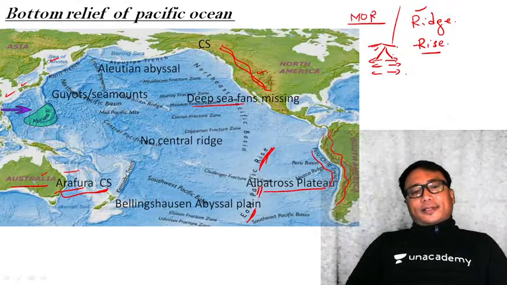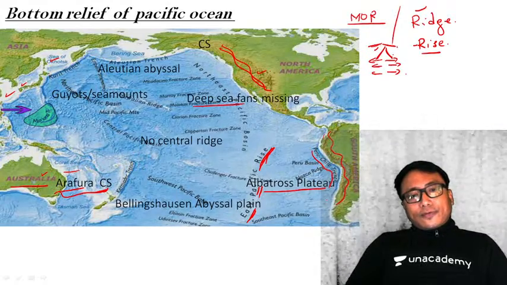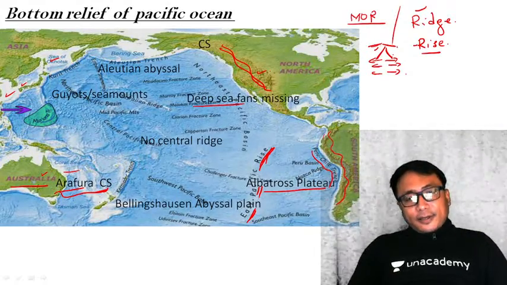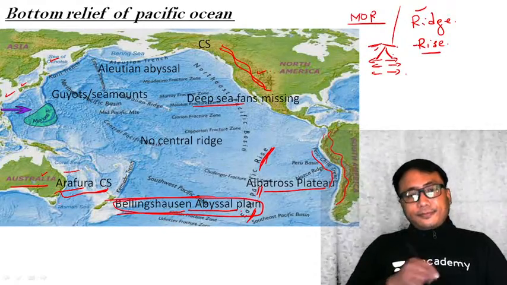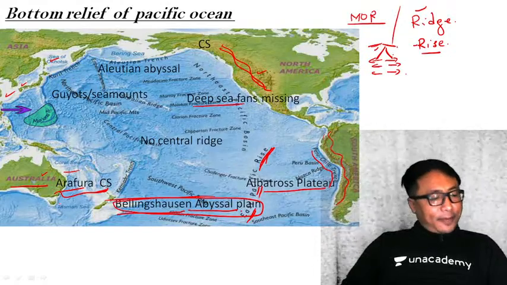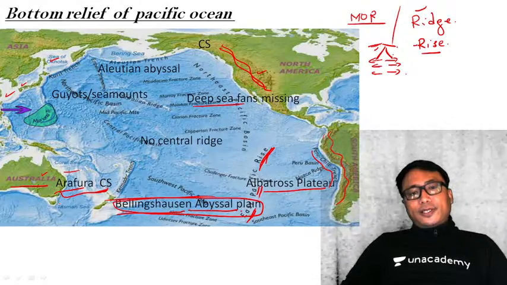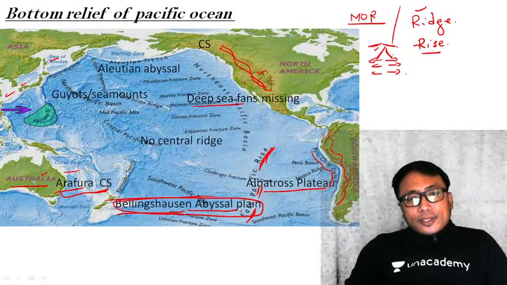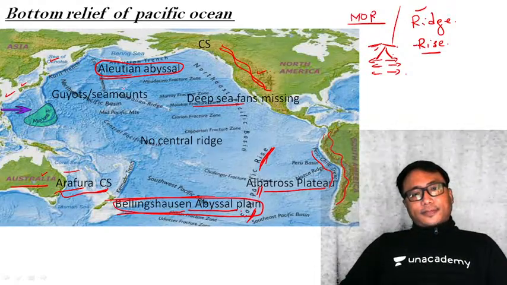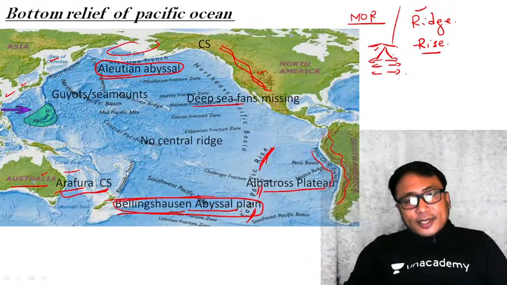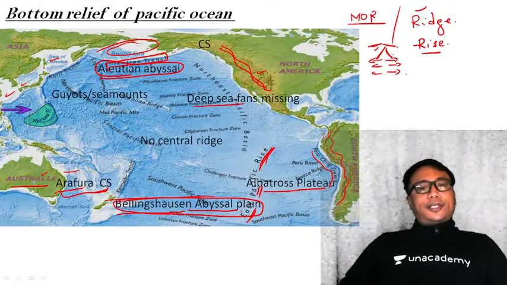The abyssal plains that you have in the Pacific Ocean: two of the important abyssal plains are the Bellingshausen abyssal plain that you will find in this region. I am not explaining again what an abyssal plain is, because we have already discussed it yesterday. In the northern side, you also have the Aleutian abyssal plain. And here you will have a continental shelf. You have the Aleutian trench in this particular region.